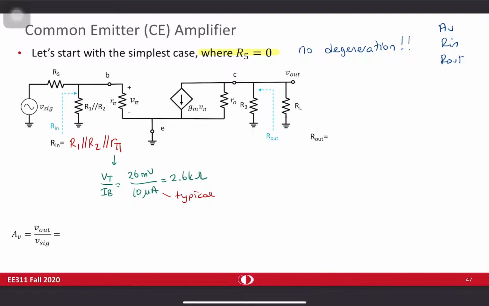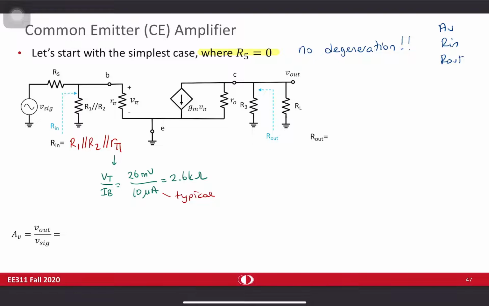For R out, again, I think it's quite easy. For finding R out, what you should do is kill AC sources, independent sources, I mean. Kill independent sources. So this is shorted, which means that no current passing through here or here. So this voltage is 0. Therefore, no current passing through here. It's like an open circuit. So the resistance you see from here will be R3 in parallel with R0.